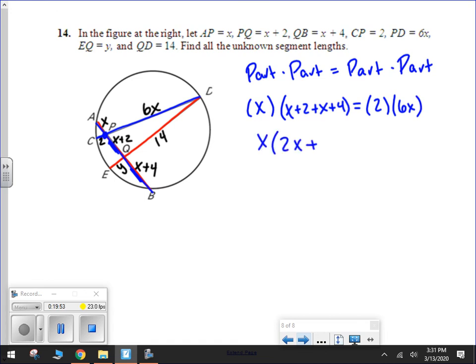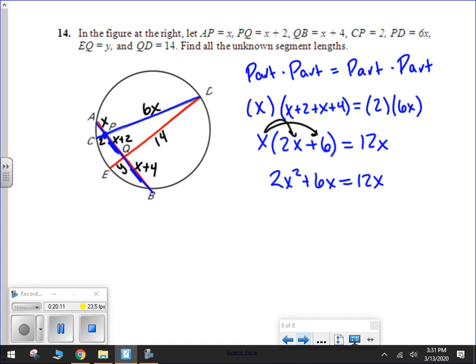And what I notice is that I have an x squared, which means it's a quadratic. And not only do I have the x squared, but I have the x, which means I have to factor. And for me to be able to factor, I need it to equal 0. So I'm going to move that 12x to the other side by subtracting, and I get negative 6x.